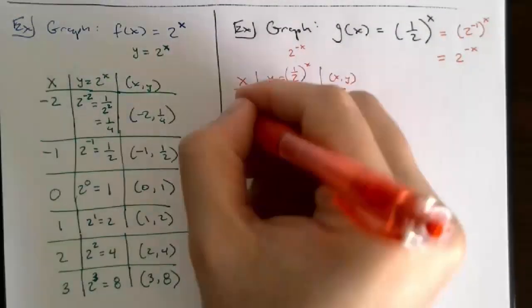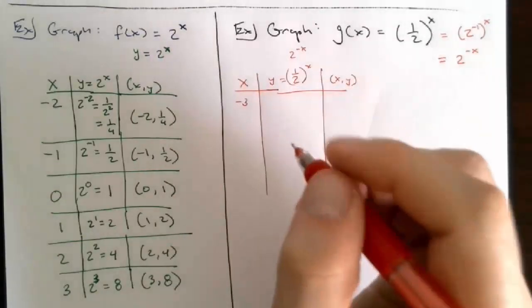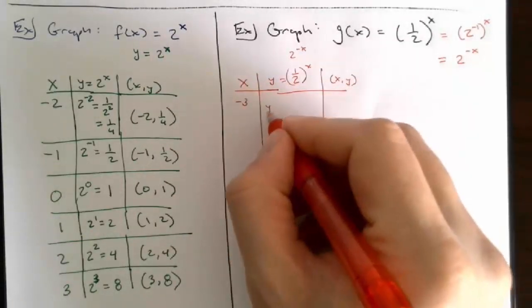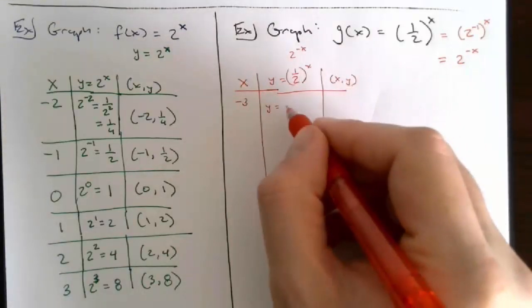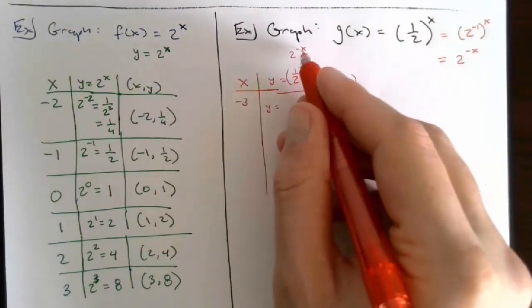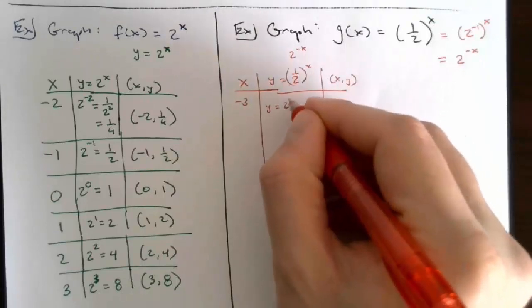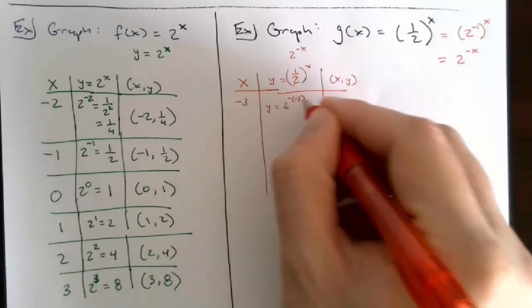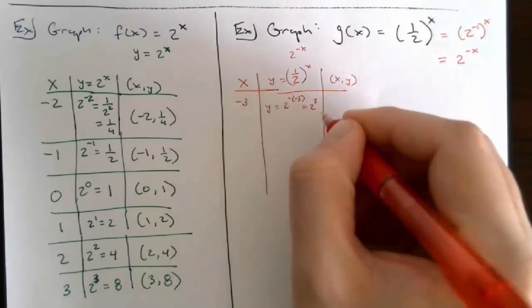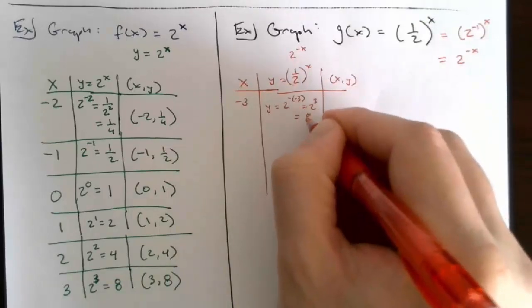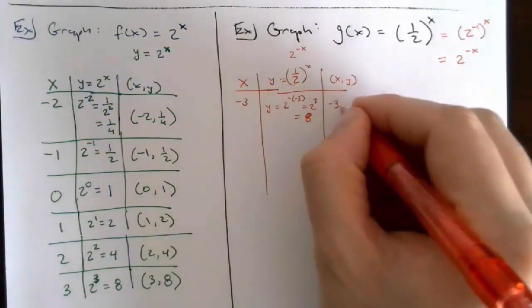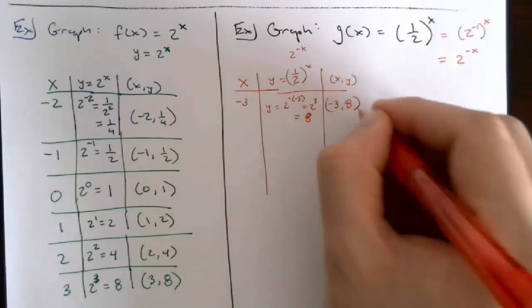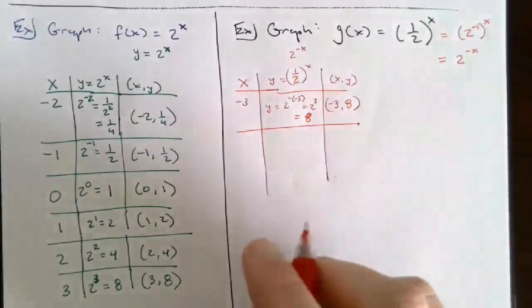So we'll pick x values. I'll start by picking x to be -3. The y value that would go with that would be y is equal to 1/2 to the -3, which really is the same as saying 2 to the negative 3, and that might be easier to work with. 2 to the negative 3 is just 2 to the third power, which equals 8. So we know that we have the point -3, 8 in terms of x comma y.